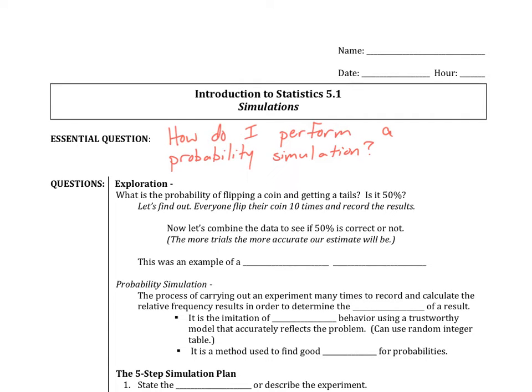Section 5.1, we get into simulations. So chapter 5, we kind of switch gears a little bit. We're not so much with a normal curve anymore. We start working with probability and simulation. So the first essential question is, how do I perform a probability simulation?